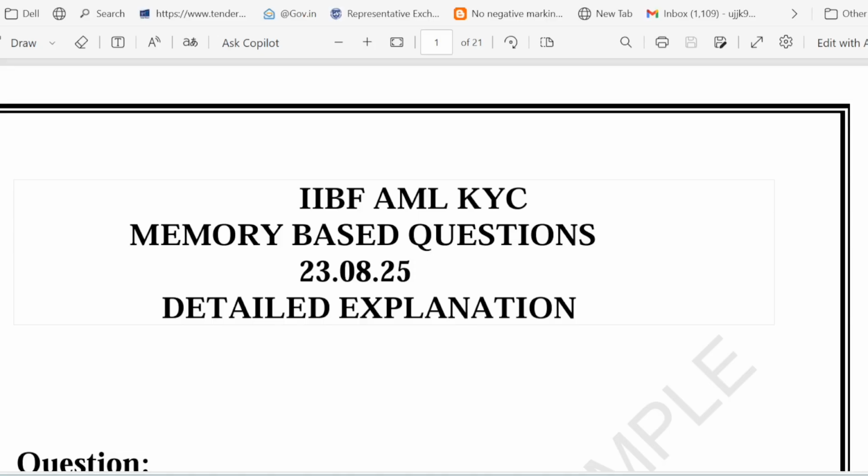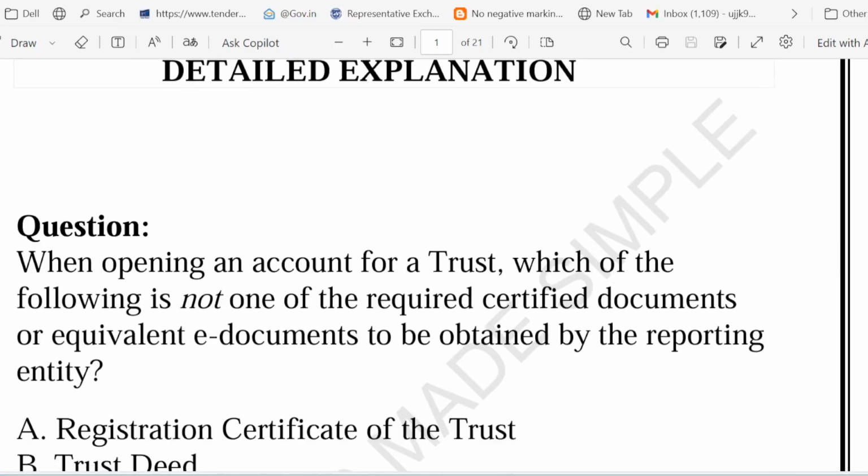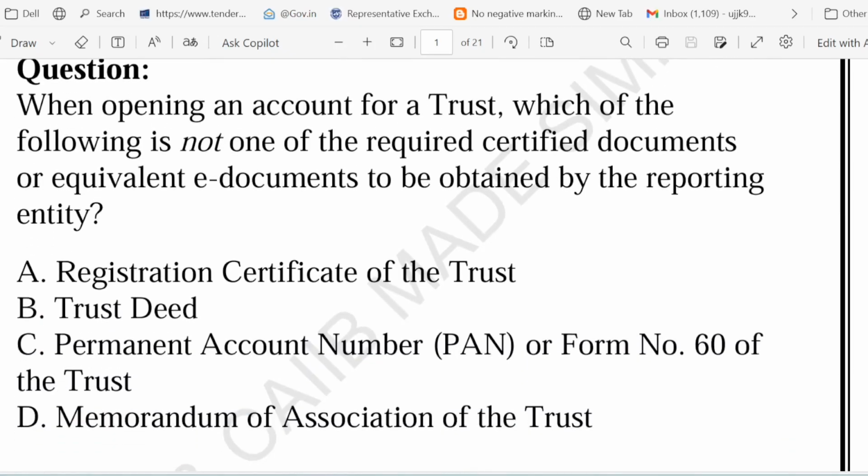The examination was held in 3 shifts, so we have questions available for all the shifts which are memory based. I request you to please try the question first on your own, see your understanding, and then listen to the answer and explanation. I will explain each and every option. So let's get started with our first question.